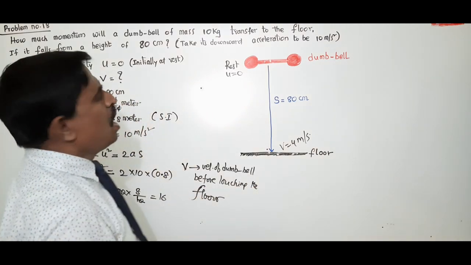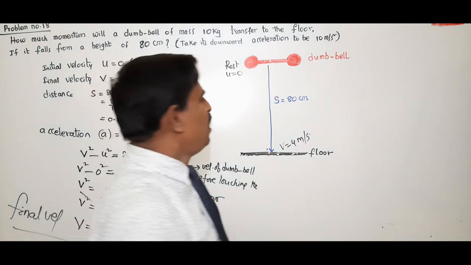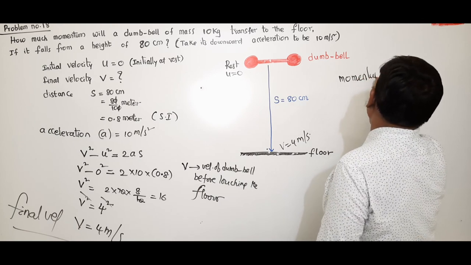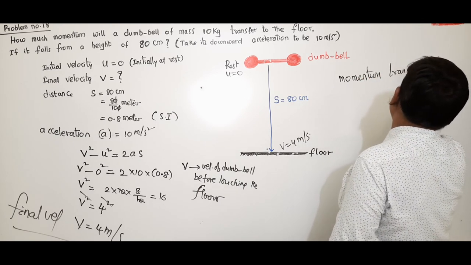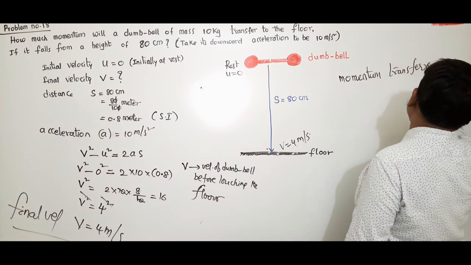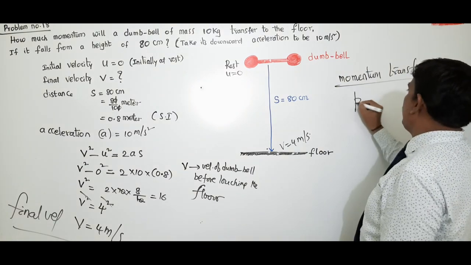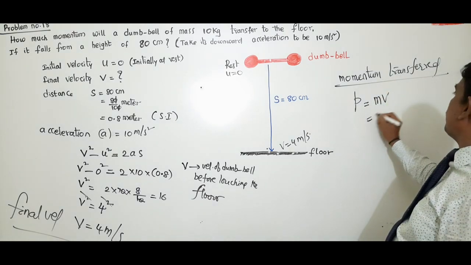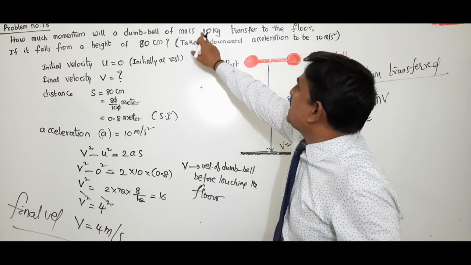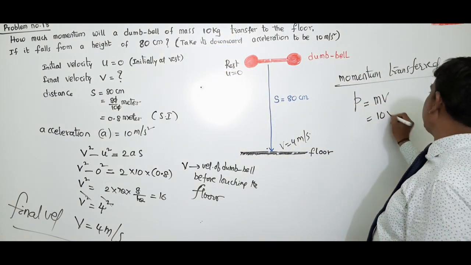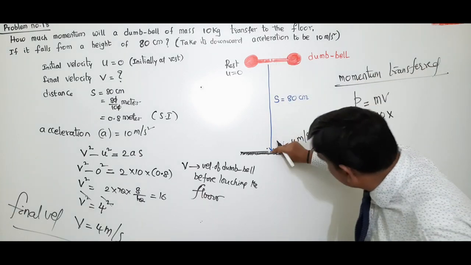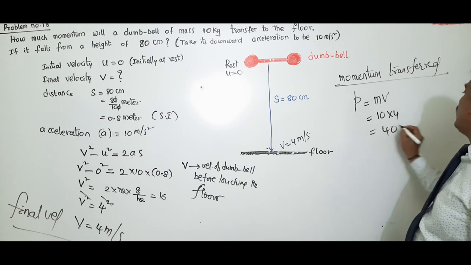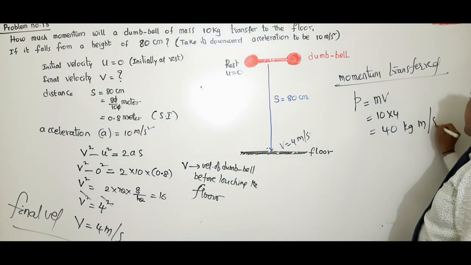Now, momentum transferred by the dumbbell. Momentum, mass into velocity. Mass is given as 10 kg. Final velocity just before touching the ground, 4. 10 into 4, 40. Now, momentum unit is kg meter per second.